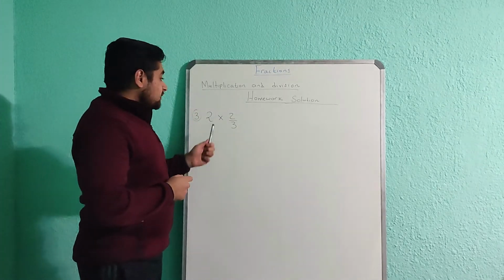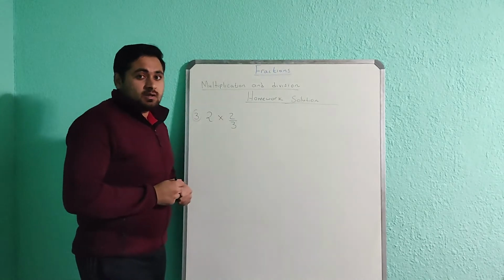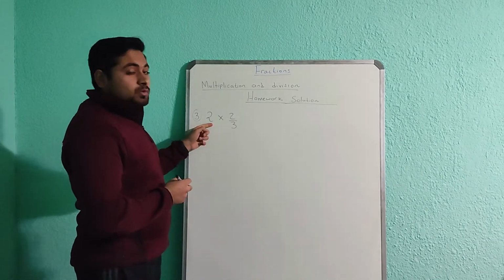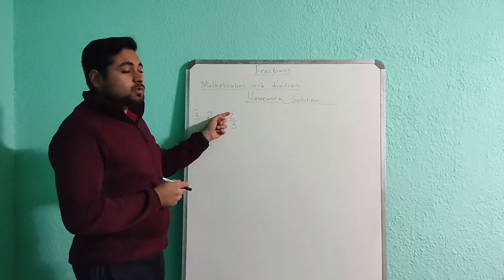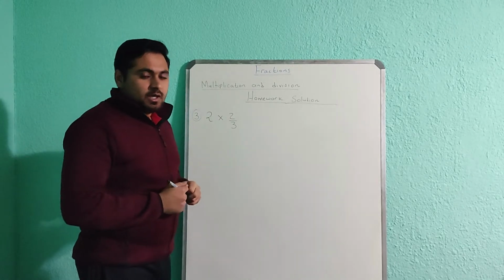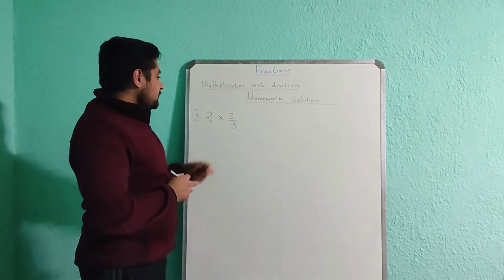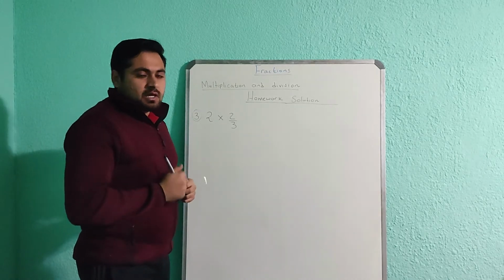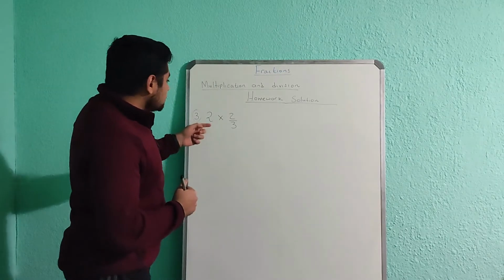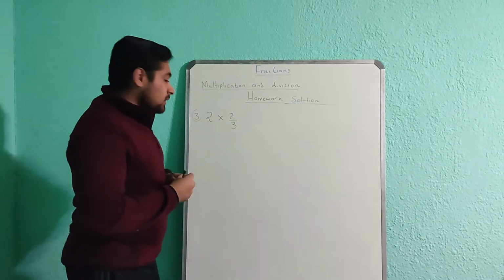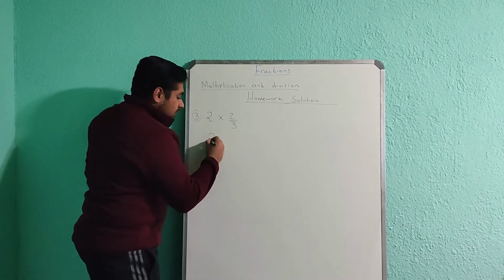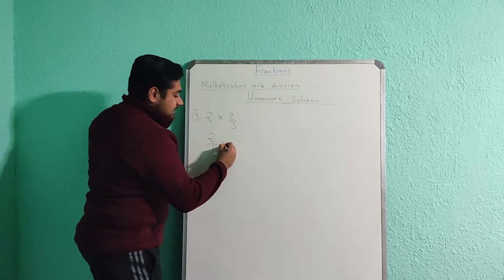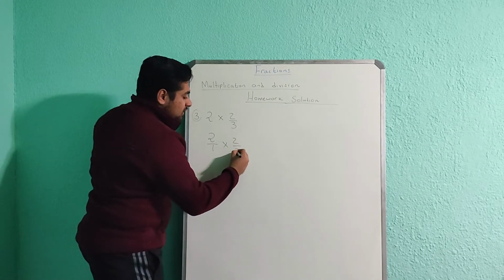Question 3 says 2 times 2 over 3. On the left side, we have 2 on its own, and on the right side, we have 2 over 3 as a fraction. If you remember, we said if we have a number on its own, first we need to convert that into a fraction. How do we do that? We make this 2 the numerator over 1. So 2 becomes our numerator over 1, times 2 over 3.